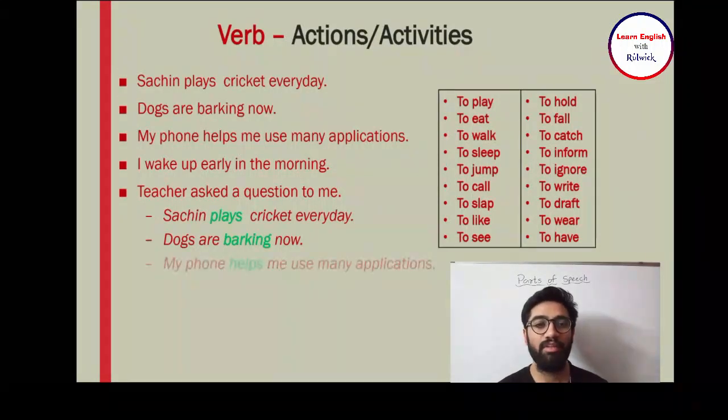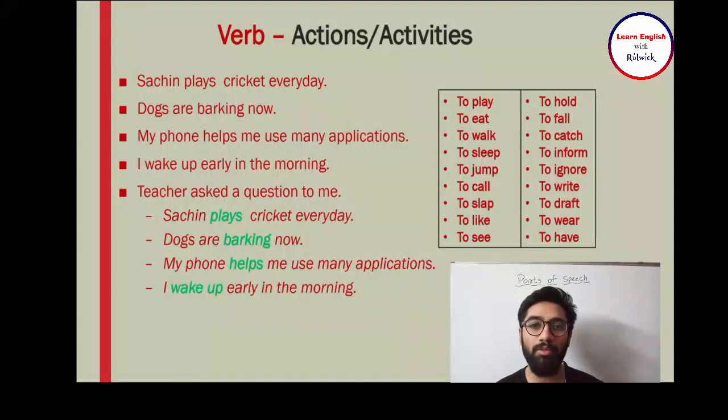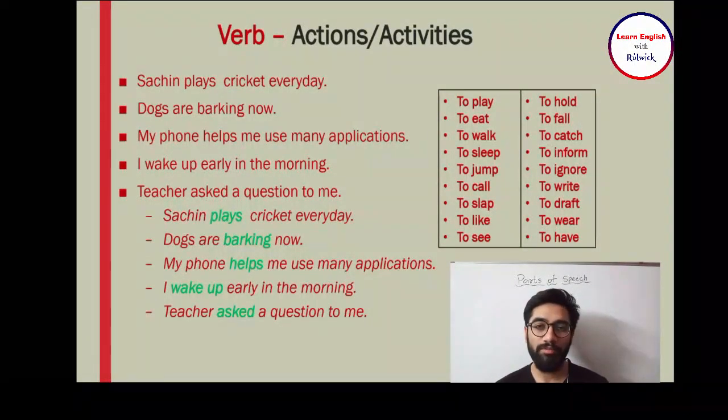In the third sentence, the activity of a phone is to help us use many applications like camera, WhatsApp, etc. So phone helps us to access websites, hence the verb becomes helps. The next comes, I wake up early in the morning. The action is to wake myself up. Wake up is a verb in this sentence. Now it is a kind of phrasal verb. There are many phrasal verbs which we use daily, like get up, dress up, brush up, write up. The most common and popular nowadays is lockdown. And the last sentence is an example of simple past tense: teacher asked a question to me.